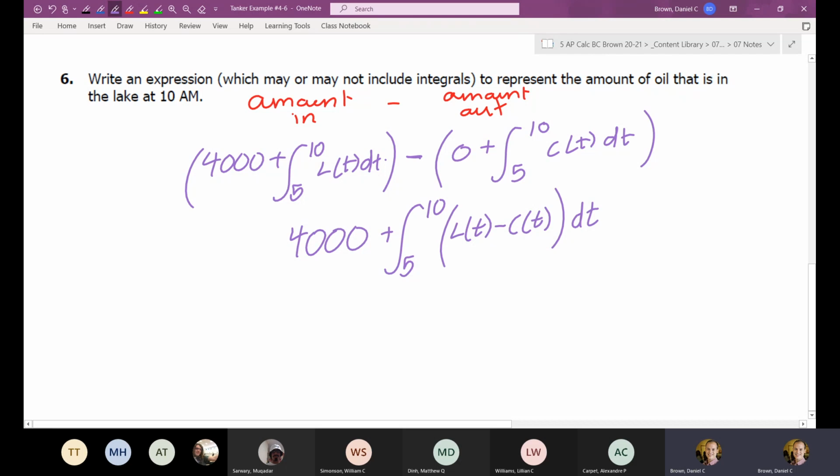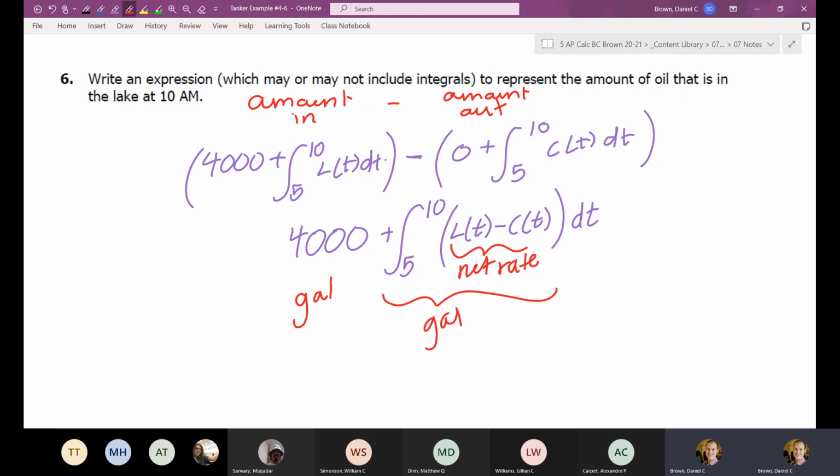And again, your units are still going to work out. We know that 4,000 is going to be measured in gallons. L of t minus C of t, that was the net rate we talked about previously. We know that the integral of a rate is going to give you amount. So this would still be measured in gallons. And gallons plus gallons works out fine. Questions on that one?